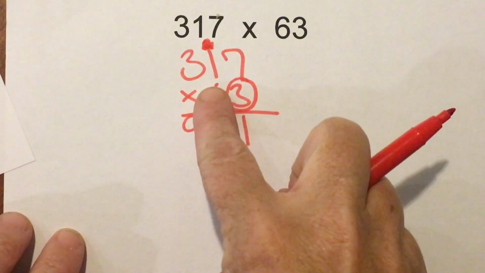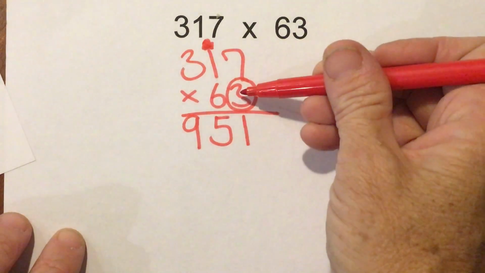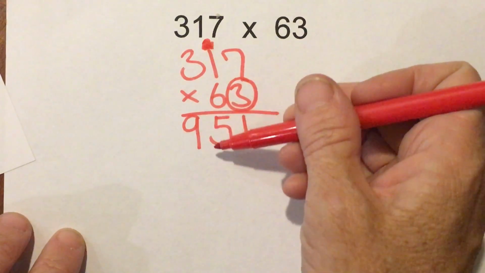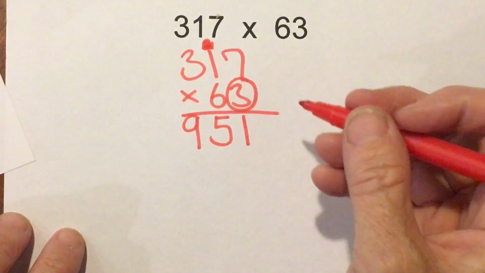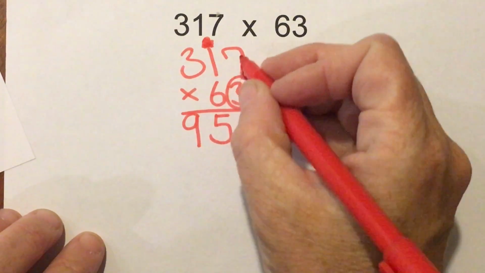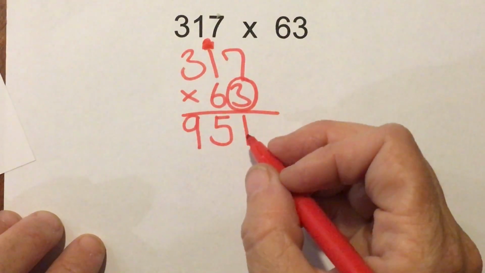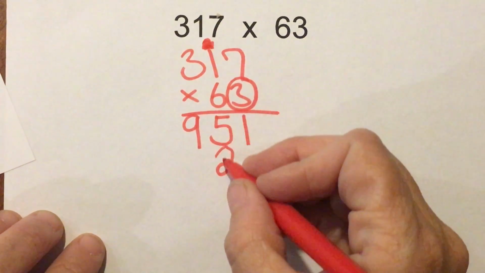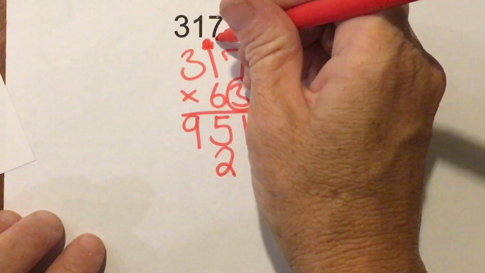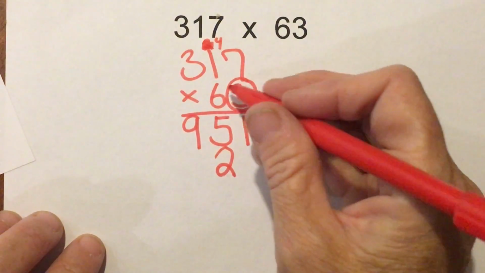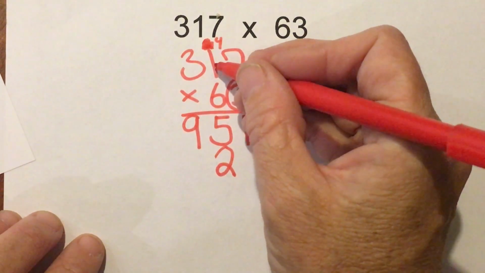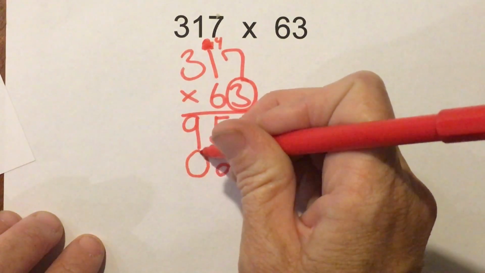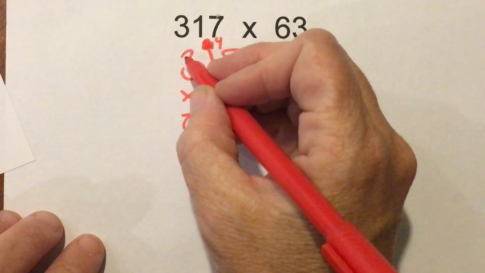Okay, now I'm going to go to my next digit. Now, when I used the 3, my answer went under the 3. Now when I use the 6, my answer has to go under the 6. So 6 times 7 is 42. So I'm going to put my 2 under the number I'm multiplying with. 6 times 1 is 6, plus 4 is 10. So I can put a 0. And I was just here, so I'm going to go here next.